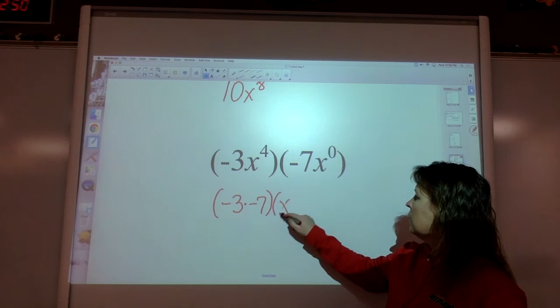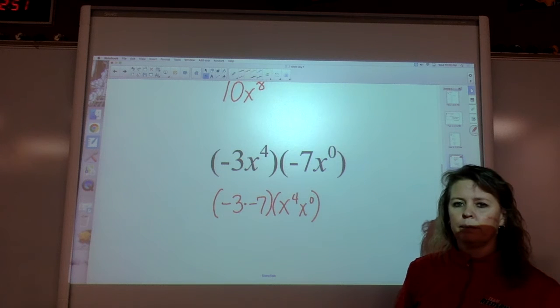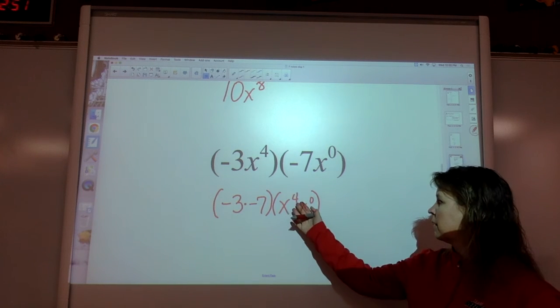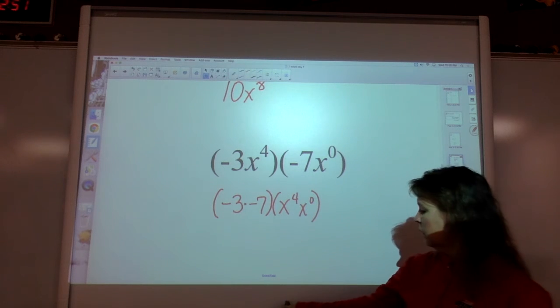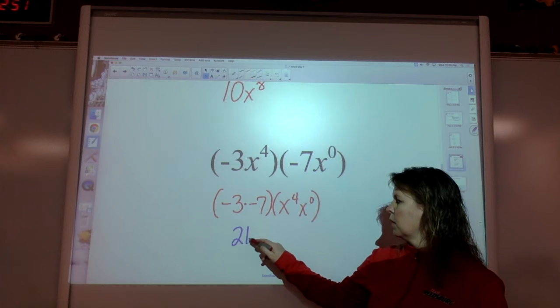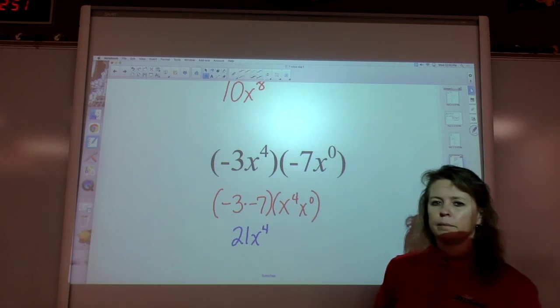In the other community, who lives there? x to the 4th times x to the 0. And notice I still say times. It's still x to the 4th times x to the 0. A negative times a negative is a positive 21. And 4 plus 0 is 4.